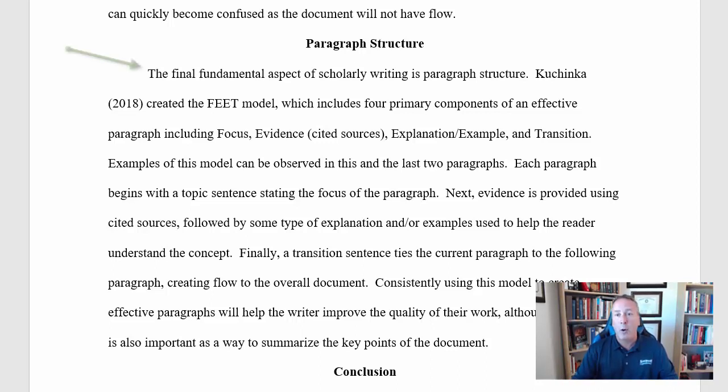So as an example, F for focus, what that means is providing a focus sentence, a topic sentence at the beginning. If you leave it out, the reader doesn't know, and you don't know necessarily what that paragraph should be focused on. Then you provide some evidence. Cite some sources, provide some evidence that addresses that topic, and then once you're done with that, provide some explanation, examples to help you understand the concept as well as help the reader. And then finally, provide a transition. If you don't have a transition sentence at the end of the paragraph, then your paragraphs are somewhat choppy. You don't have a nice flow from one paragraph to the next.